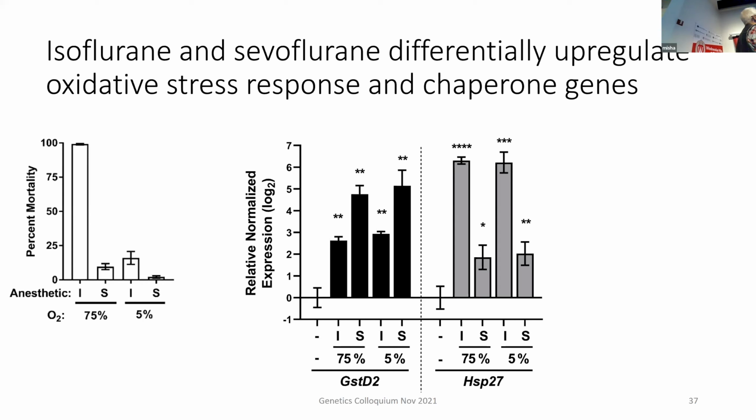And then you have the HSP27, which is a chaperone. And here you see the opposite. You can see that isoflurane increases the expression of HSP27 way more than sevoflurane does. And we interpret this that it exerts a stronger stress, and that this overexpression is an adaptive response to some kind of a stress that is exerted on the cells.